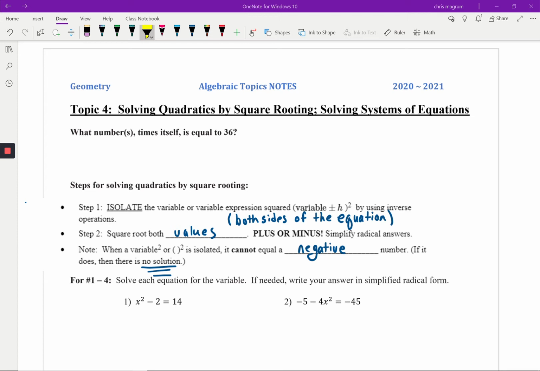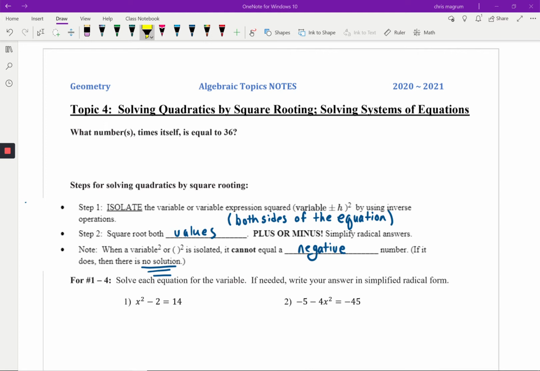This is topic 4 for our first unit, the review of algebra topics: solving quadratics by square rooting. This is part 1. There will be another part for this topic with the solving systems of equations. So in this topic, we're solving quadratics by square rooting.